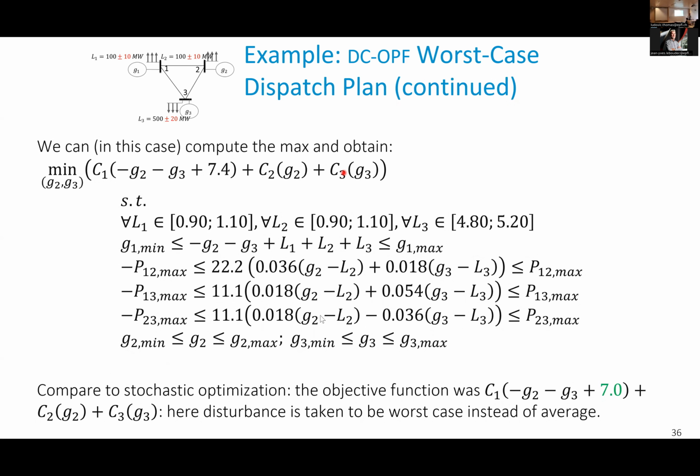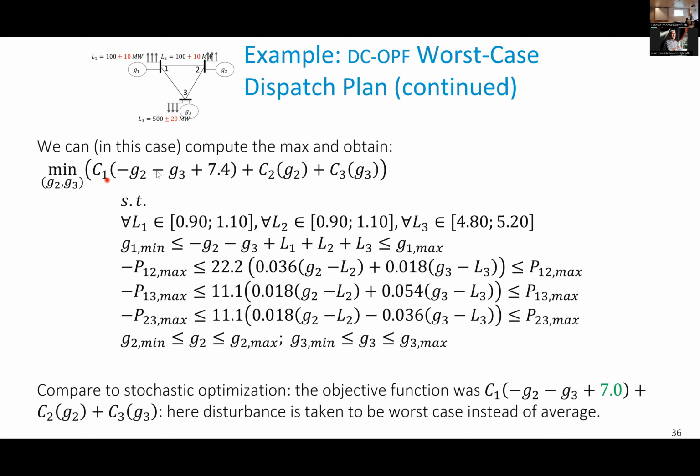And then, of course, this problem is easy to solve. We need to minimize this. And if you compare to stochastic optimization, the only thing that is different is that in stochastic optimization, at least if C1 is a linear function, we have to take the expected value, which was 7, and here is 7.4.